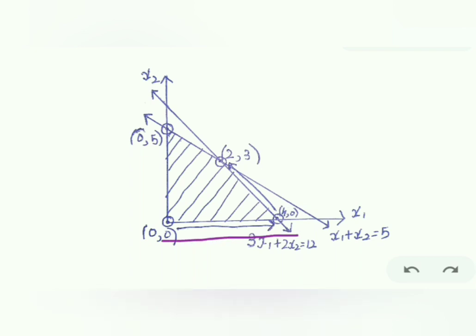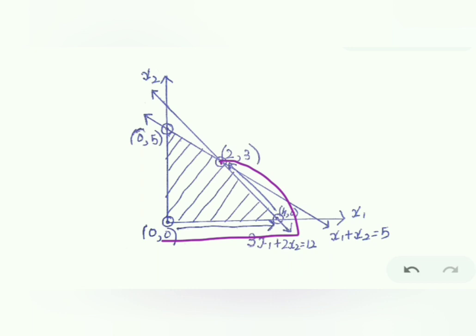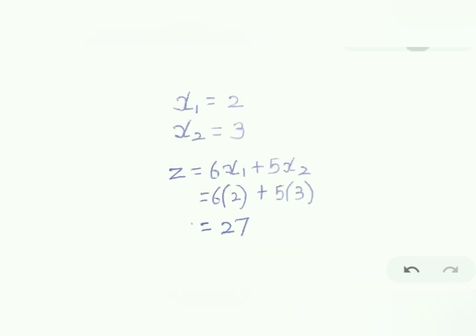First I moved this side and then I moved this side, and at x1 x2 equal to 2 and 3, finally I got the optimum value, right? So just put it in the objective function, z equal to 6x1 plus 5x2. So 6 2s are 12 and 5 3s are 15. Add them, you get 27.